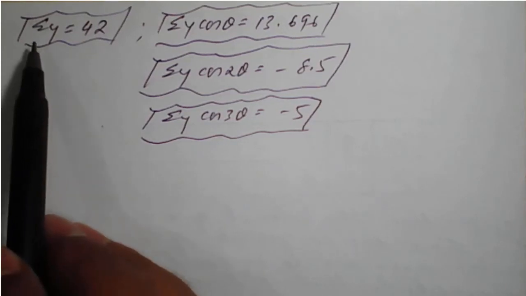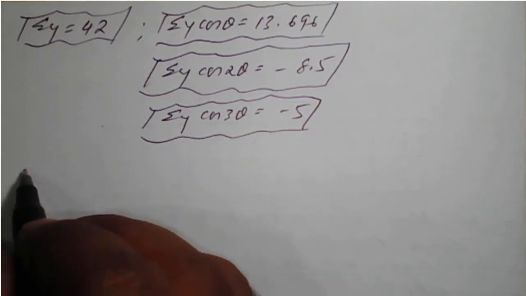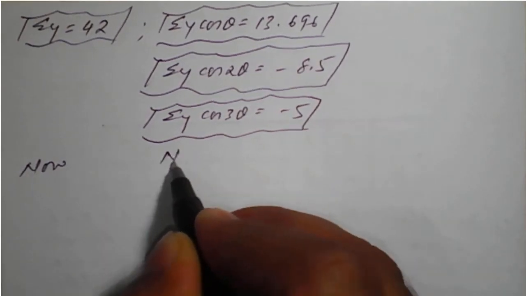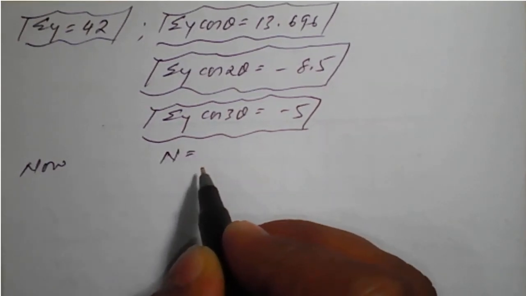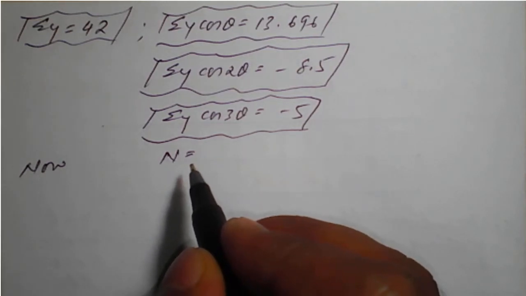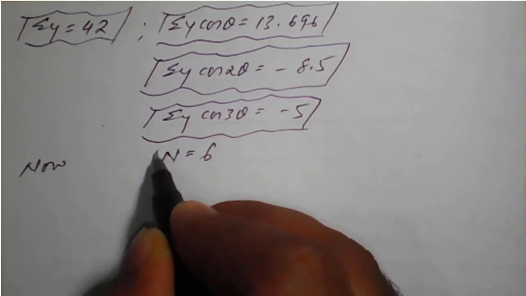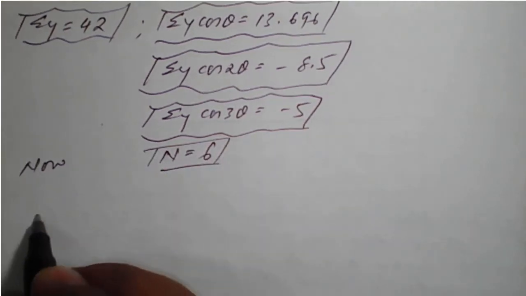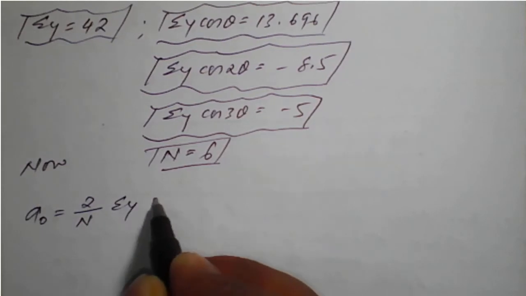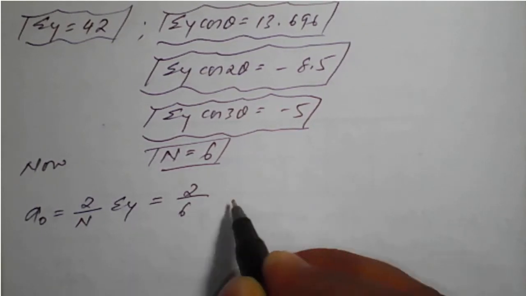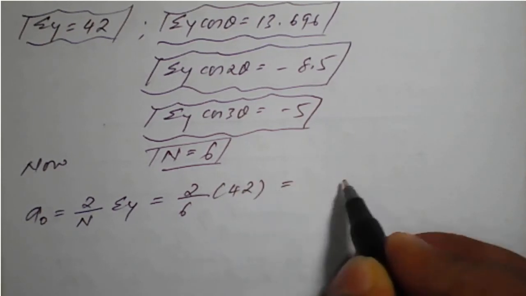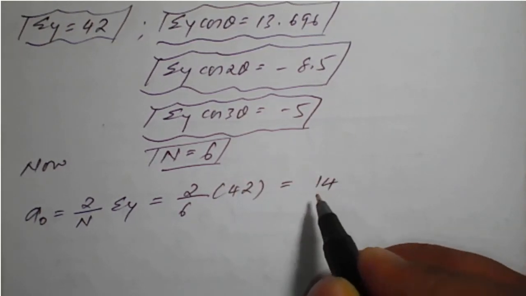From the table I have collected all the summations now. And here, what is the capital N value? If you count, on counting it is 6. Capital N value is 6. Therefore, the a0 formula we already know: 2 upon capital N into summation y, that is 2 upon 6 into summation of y, which is 42. Which is nothing but 14.